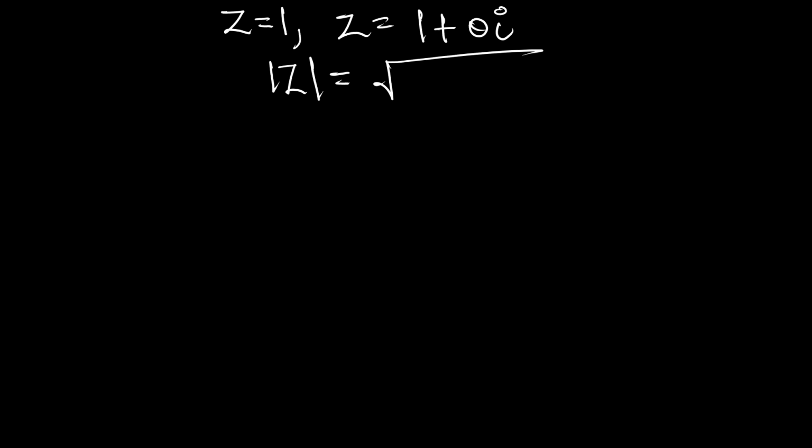Z equals 1. We are supposed to find the modulus and the argument of this complex number. Z equals 1. How are we going to do it? Now, this complex number has no imaginary part. So I can rewrite this as z equals 1 plus 0i, right? So finding the modulus, you're going to get square root of 1 squared plus 0 squared. And when you compute this, you're going to get 1. Let's draw this on the argand diagram.